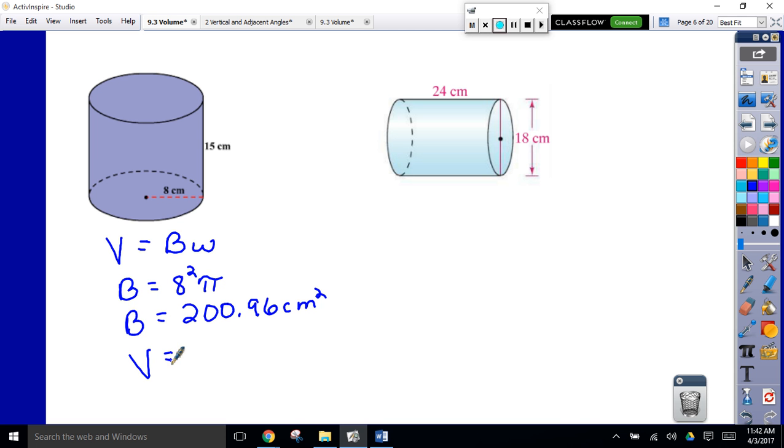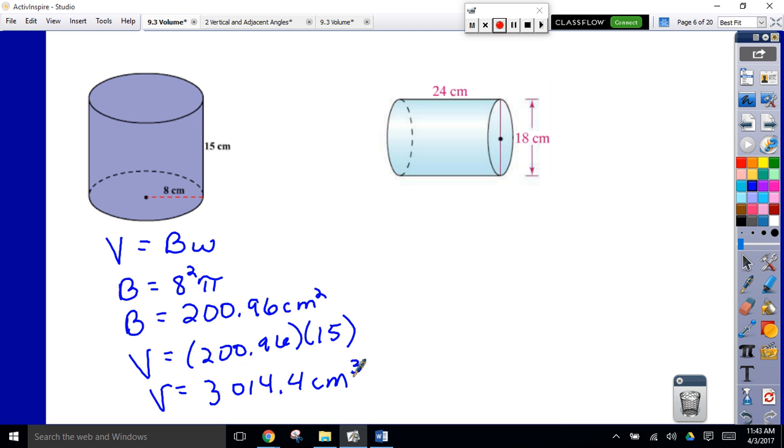So to find the volume, we take that times 15. Volunteer to tell me what you get. Reese? 3014.4. Good. 3,014.4 cubic centimeters. Okay, are there any questions about that? Do we need to do the other one?